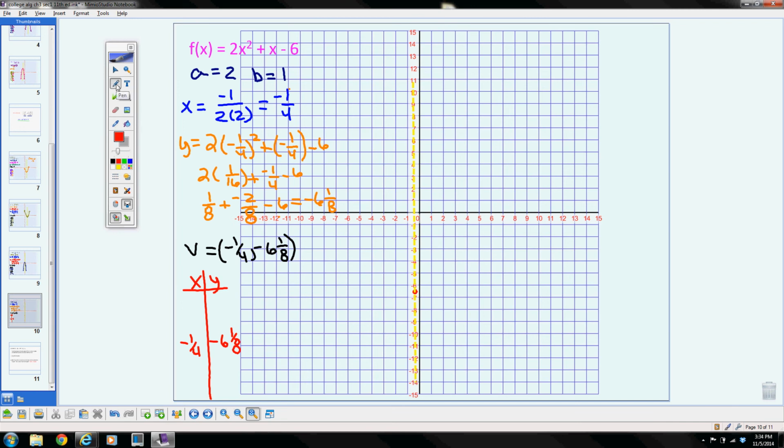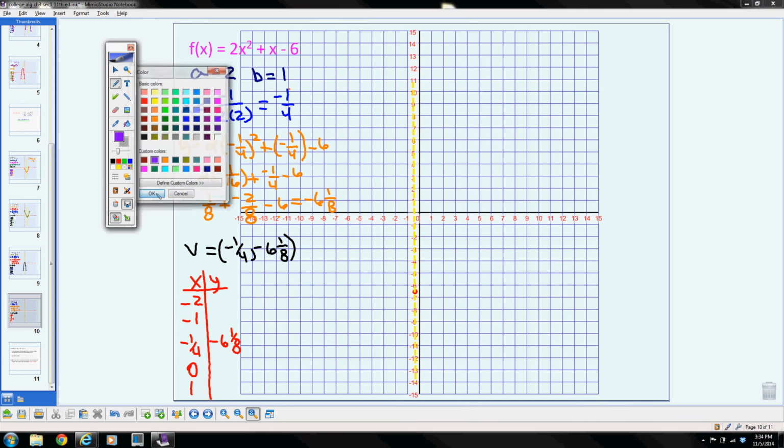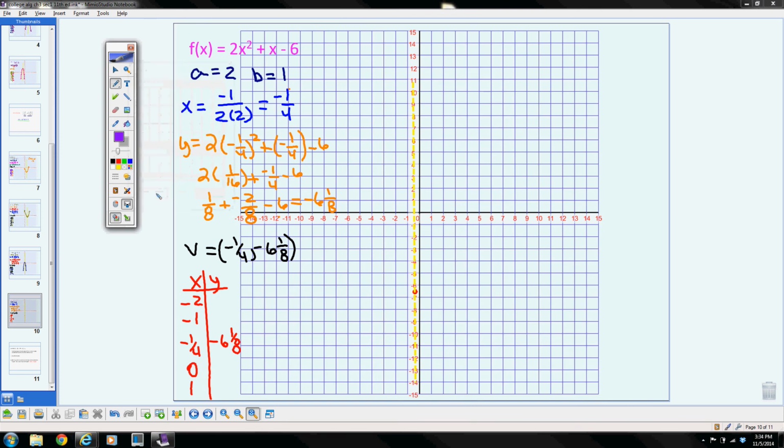Now we need to try some numbers to the left. So I'm going to try negative 1 and negative 2. Then I need to try some numbers to the right. So I'm going to try 0 and 1. Since we have that negative 1/4, I'm not using symmetry. I'm just going to try 4 different numbers. So let's go up here. Let's do the easiest one first.